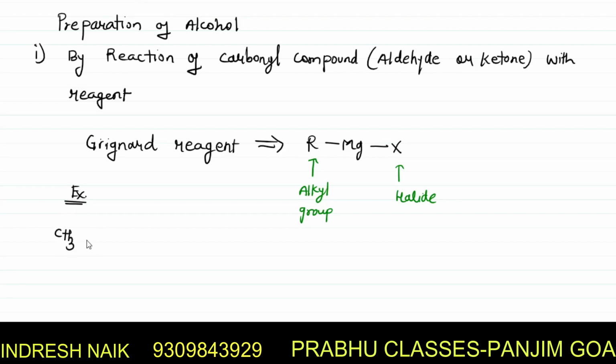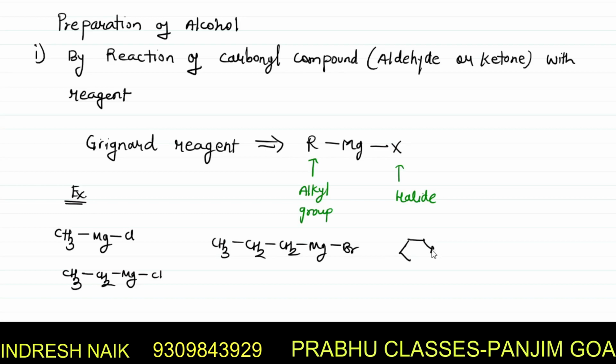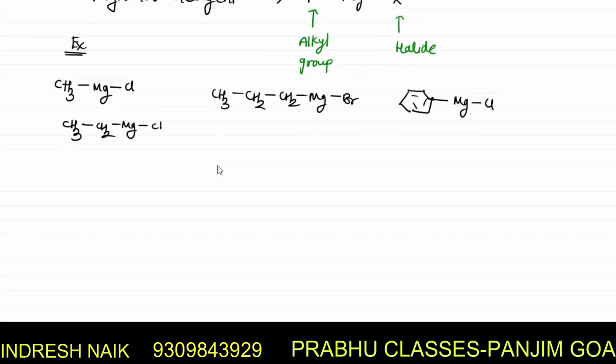Examples are CH3MgCl, or CH3CH2MgCl. Instead of Cl, it could be Br also. I can write CH3CH2CH2MgBr. R could also be an aromatic ring, with MgCl. All these are examples of the Grignard reagent. Now we'll do the reactions of the Grignard reagent.